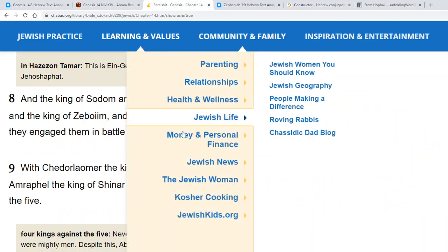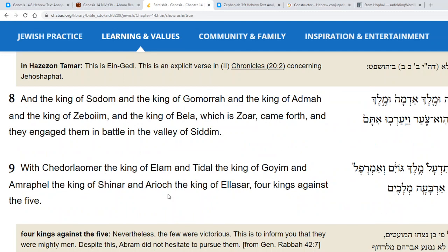Let's see what Chabad says. Verse 8, and the king of Sodom, and the king of Amorah, and the king of Admah, and the king of Tzivoim, and the king of Bela, which is Zoar, came forth, right? Vayetze, came forth, and they engaged them in battle in the valley of Sidim. Okay, I guess.